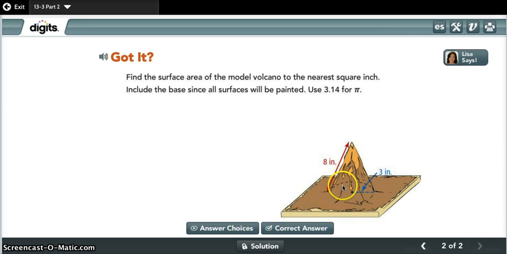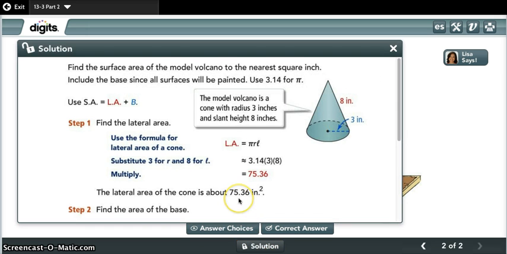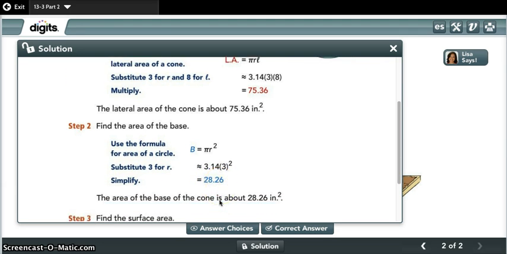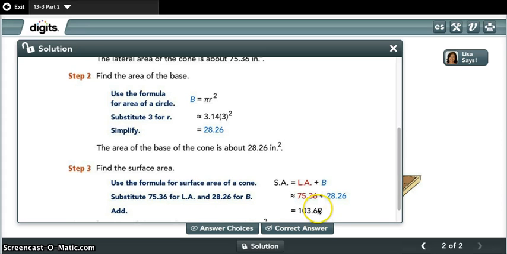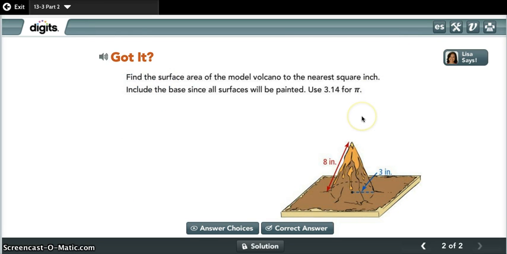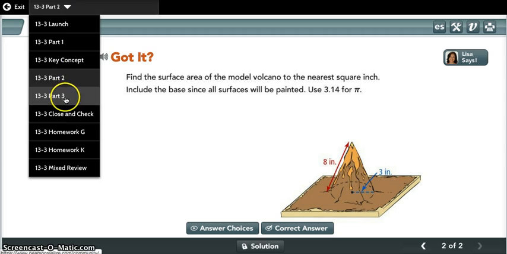So you can go ahead and try this with this volcano model. So go ahead and try it here. I'll pull up the solution. Okay, here we have the solution. So again, just plugging everything in, pi times radius times the slant height, we get 75.36, plus the circle at the bottom, the area is 28.26, and our total is 103.62, which we round to 104. Okay, so that's how we're going to find this volcano, or not volume, surface area.